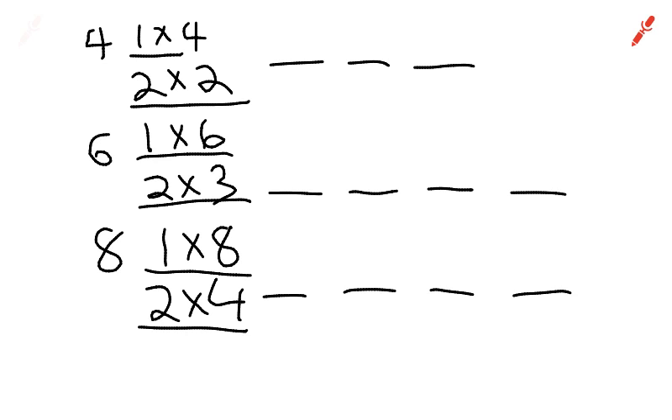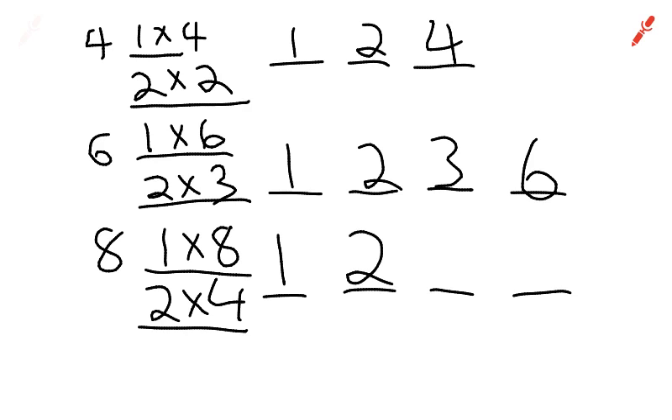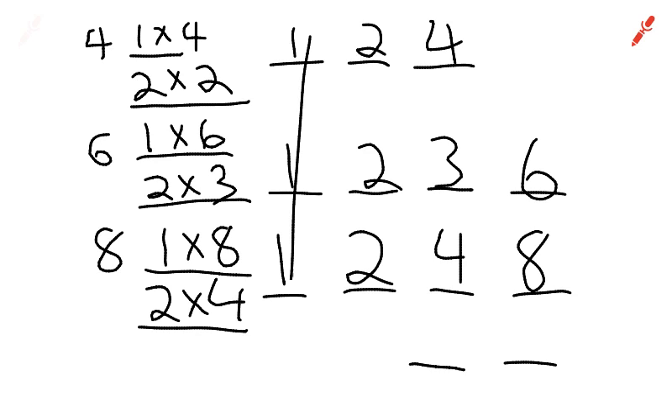I see the numbers for 4. I see 1, 2, and 4. So those are our factors for the number 4. For 6, our factors for 6 are 1, 2, 3, 6. And then for 8, our factors are 1, 2, 4, 8. And we have to figure out for the final 2 blanks what our common factors are. If you look at all of them, they all have a 1 and they all have a 2 there. So our common factors are 1 and 2.